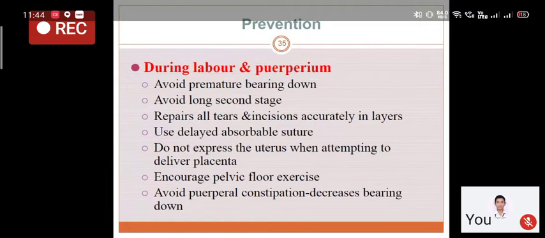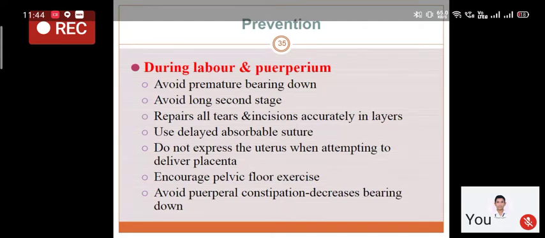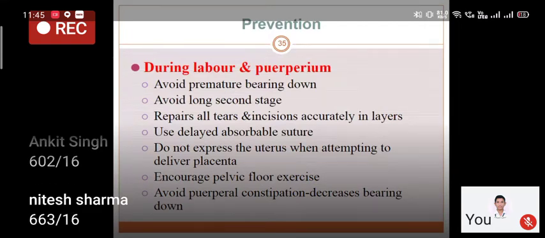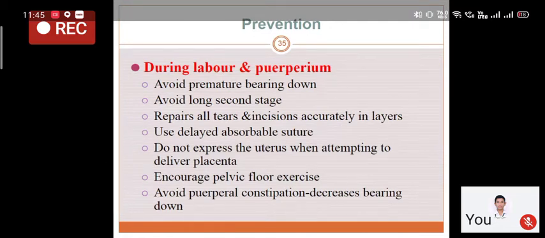The first thing was obstetric trauma. So what should be done during labor and delivery so as to prevent prolapse later on in life? During labor and puerperium, the patient should be told to avoid premature bearing down efforts. In the first stage of labor, from the onset of labor till full dilatation, the patient should be told again and again that premature bearing down, till the cervix is fully dilated, should be avoided. And a long second stage, that is after dilatation of the cervix till delivery of the baby, should be avoided.